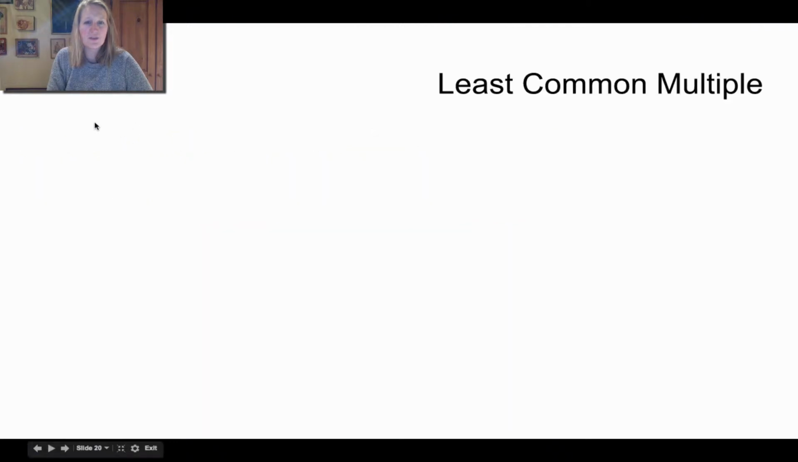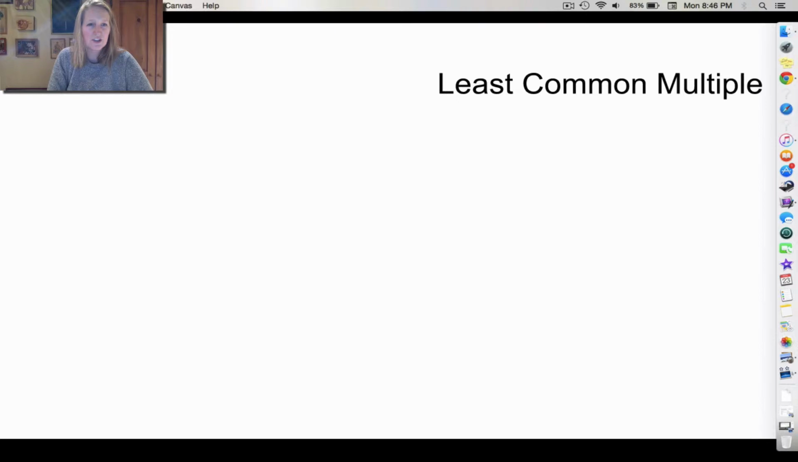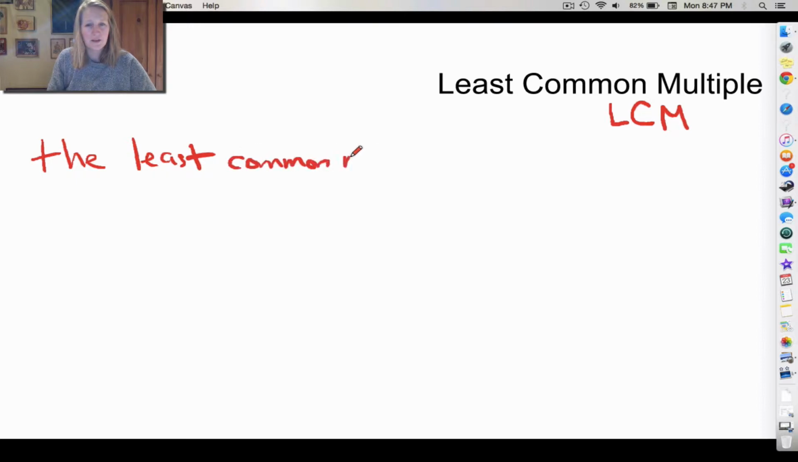Okay, so let's talk about the different ways that we can solve it. There are really 2 methods, but let's define our terms first. Least common multiple, another way to say this is LCM. This is our shorthand, our acronym. It is the least common multiple of 2 or more numbers.